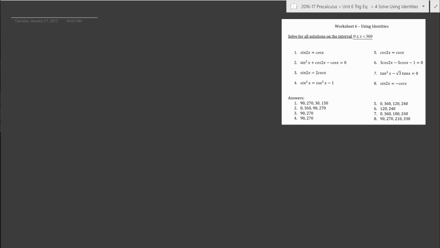Okay, in this lesson we'll look at solving trig equations using identities. What you'll see is a combination of using identities to manipulate the equation and then usually some factoring to actually find the solutions. In all the examples from today's worksheet, we're asked to find the solutions on the interval 0 to 360, including the 0 but not including the 360.